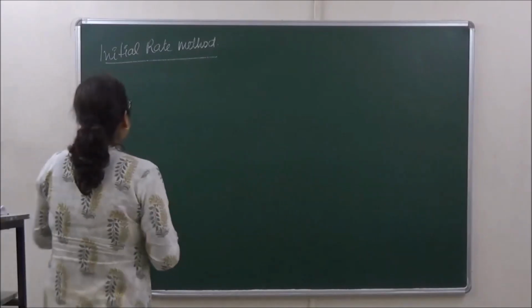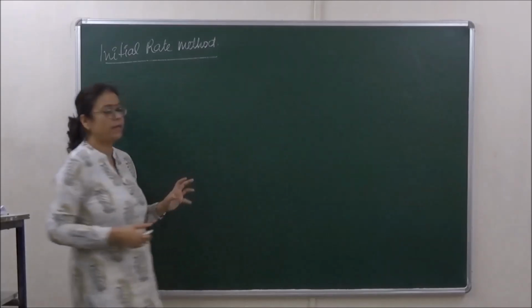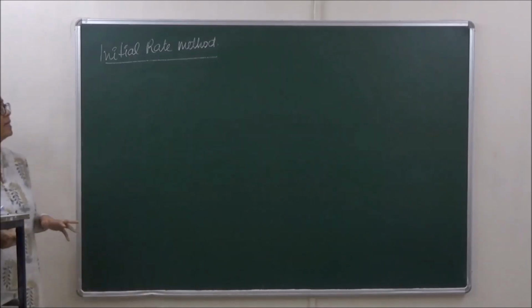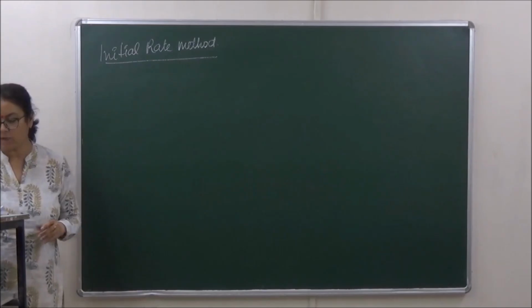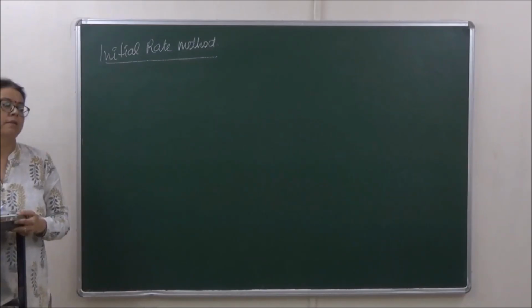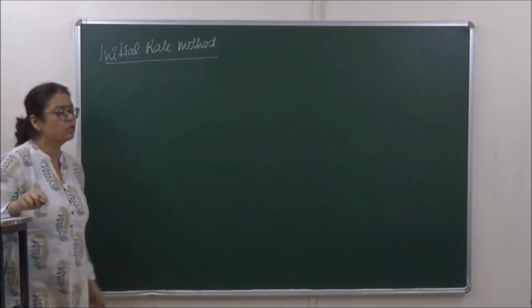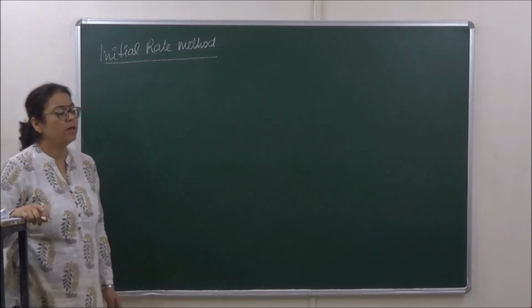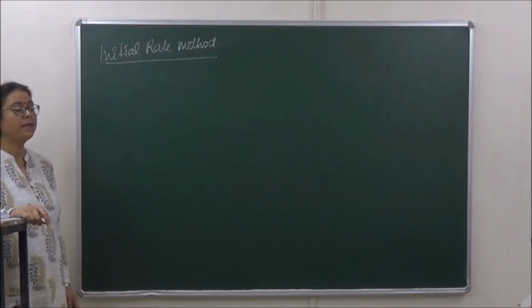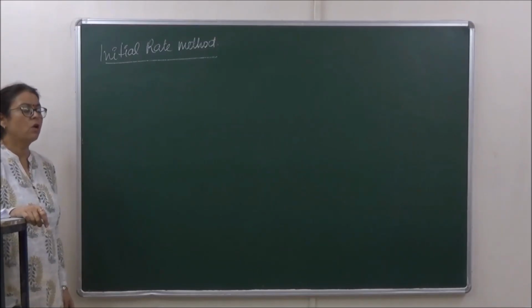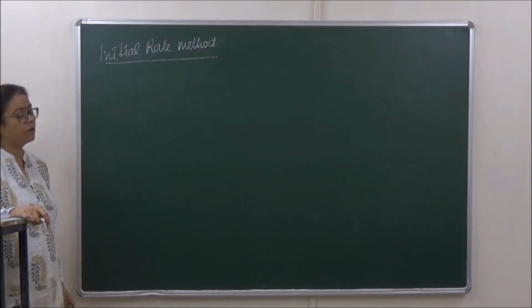Alright, so today's topic, we are now going to calculate the order of a reaction. We had classified the reactions into zero order, first order and second order. And we also discussed that order is what? It is the experimentally determined powers of each concentration in the rate law expression.